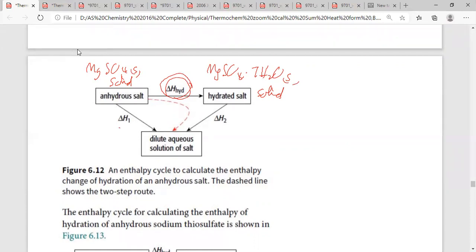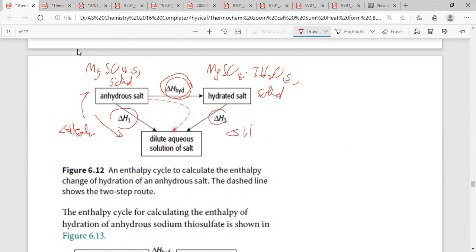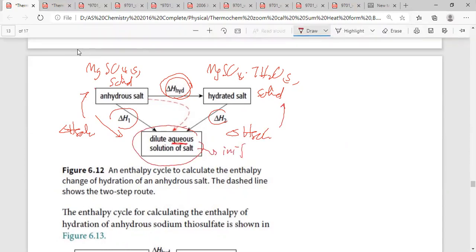But here to here is called your heat of what? Heat of solution, of your anhydrous salt. Here is called your heat of solution also, of your hydrated salt. So both ways I can have. Okay, dilute solution, that means it's your infinite dilution.